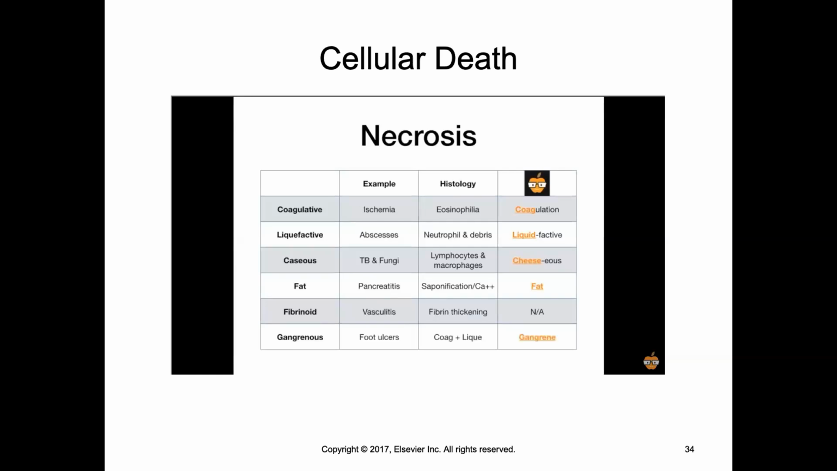The last two I'm going to group together here because they're the 2 lowest yield on this chart. Fibrinoid necrosis you see in any type of vasculitis. You see fibrin thickening of the vessel. So fibrinoid literally has fibrin in the name, so there's no mnemonic for this one. Gangrenous, you see this in distal extremity ulcers like diabetic foot ulcers. On histology, this is a combination of coagulative necrosis plus liquefactive. So you'll see a little bit of eosinophilia, you'll see a little bit of that neutrophilic debris.